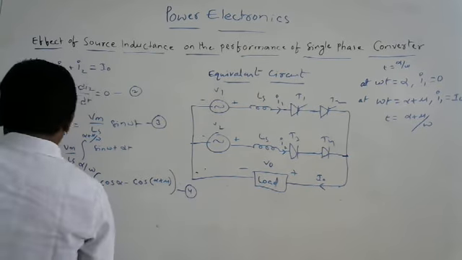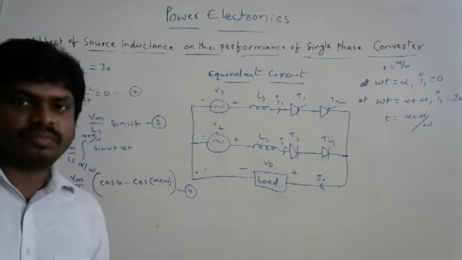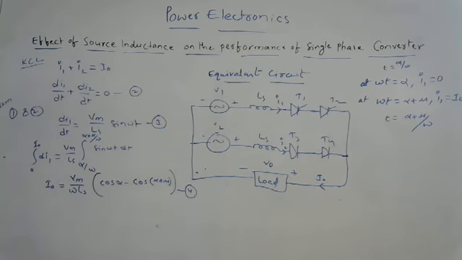This equation number 4 plays a vital role for the effect of source inductance on the voltage regulation in this single phase converter. Next, we'll discuss the output voltage: how does the output voltage change based on the effect of source inductance? As you know, output voltage is 0 from alpha.